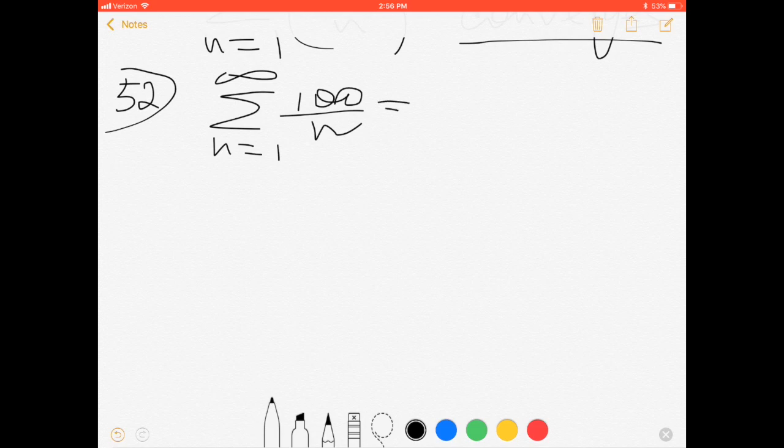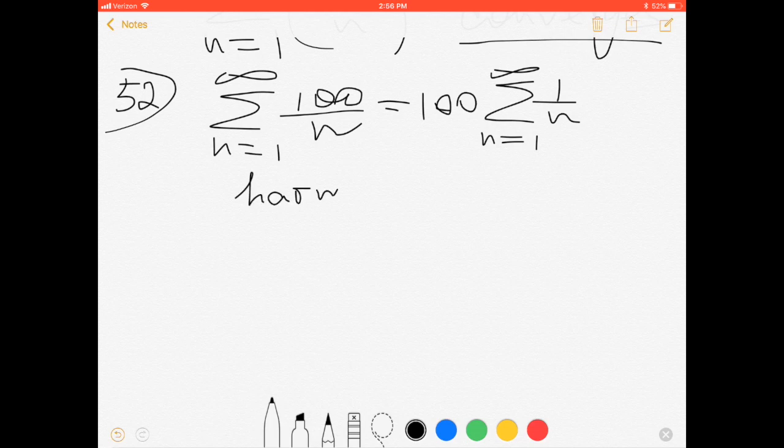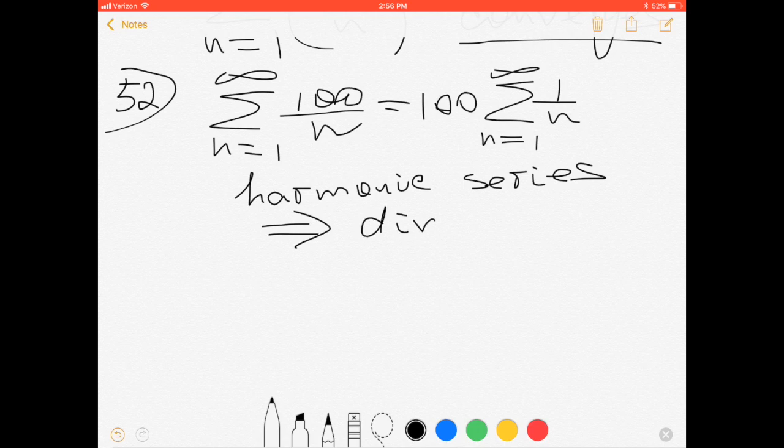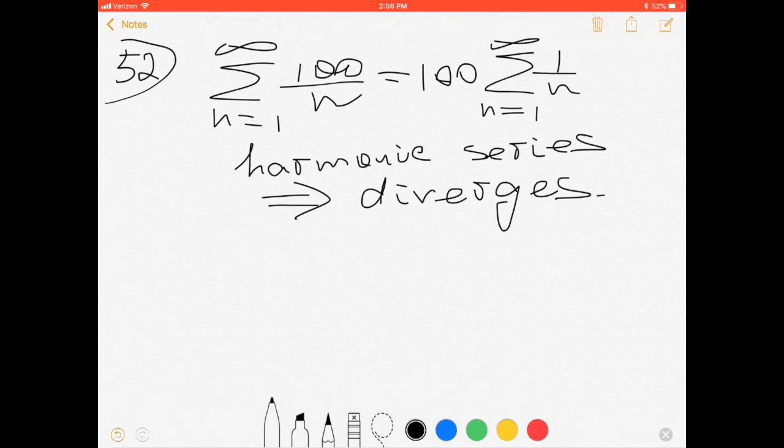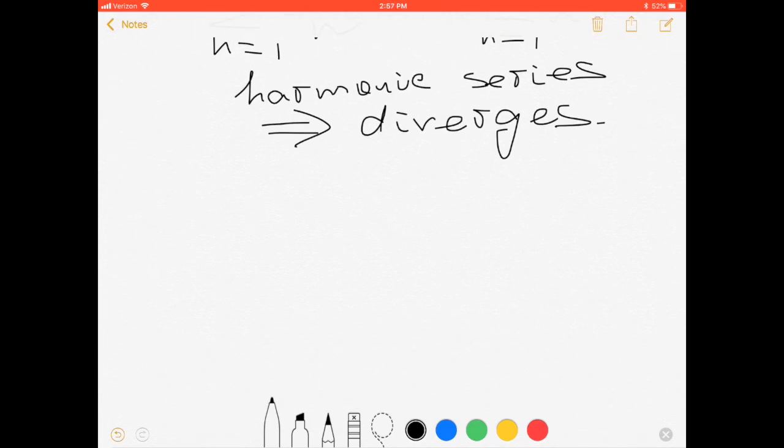First, use the property of series. This means if you multiply each term by the same number, you can take this number out. You have 1 over n, from 1 to infinity. This time you have the harmonic series. Harmonic series. And this means the series diverges, because the harmonic series diverges.